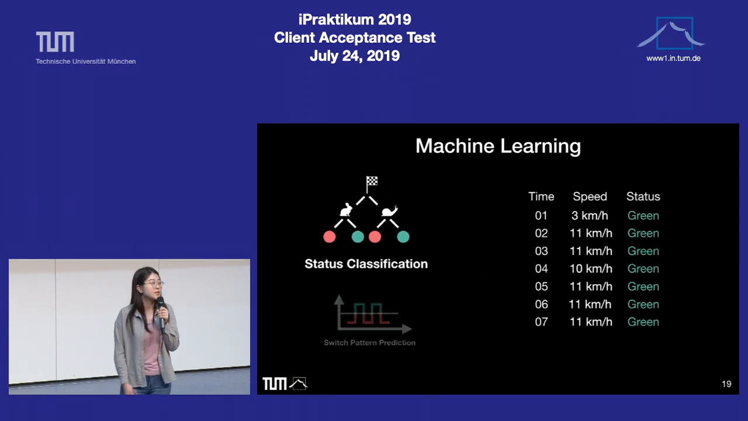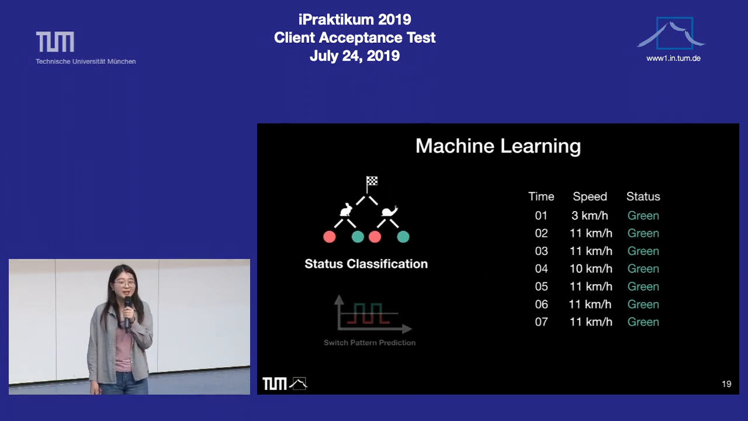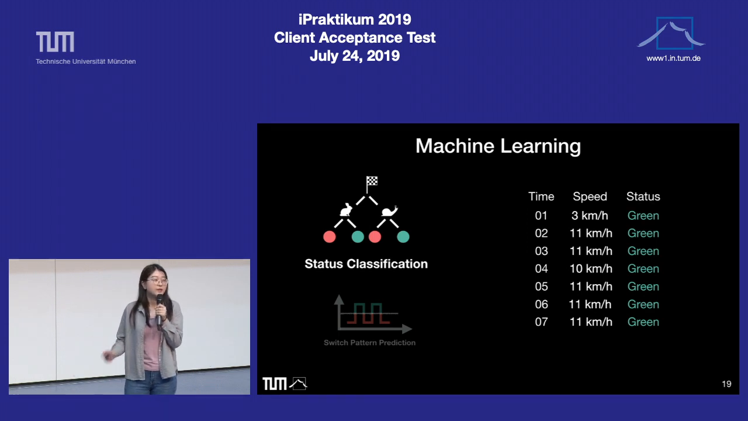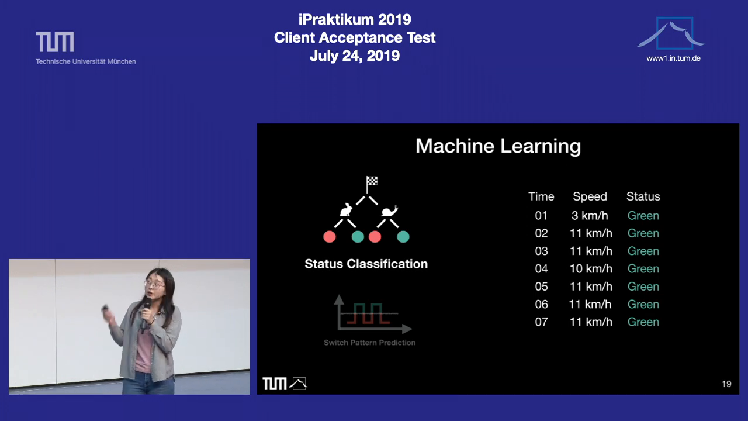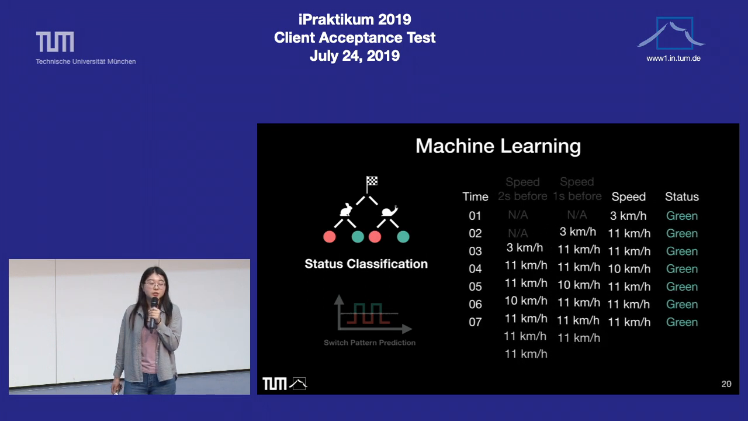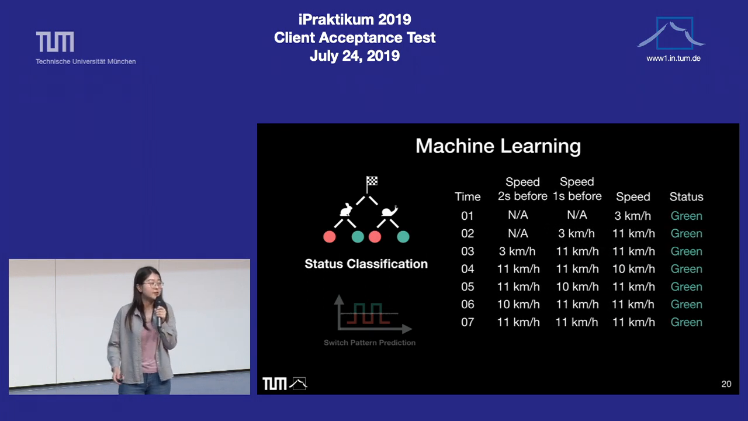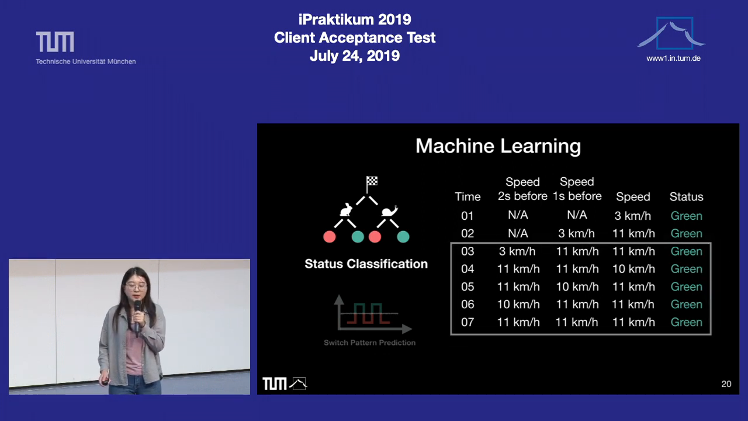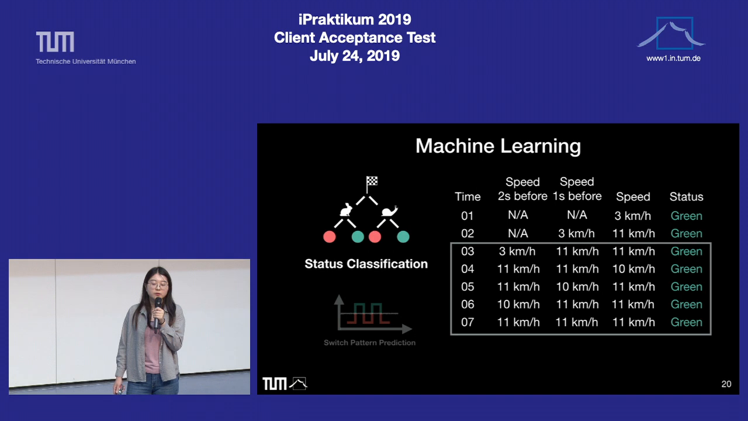Now let's talk about the status classification on the client side. Firstly, we group all of the data by the traffic light ID. Secondly, in each group, we restructure our data. And here is a simple example. As for variable speed, 2 extra speed values from previous time steps are added in each row as new variables, and we only take the rows with complete data.